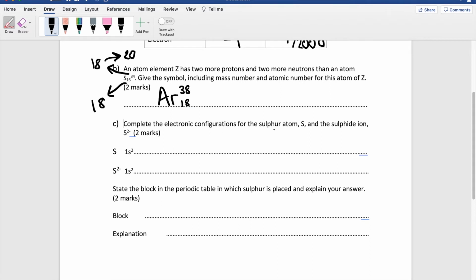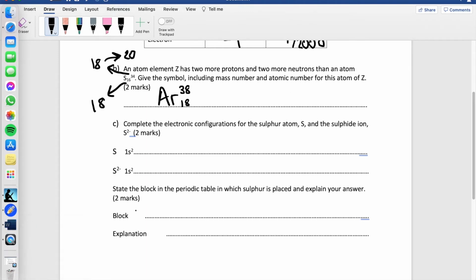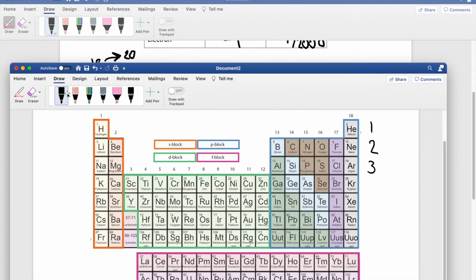Question part C. Complete the electron configurations for the sulfur atom S and the sulfide ion S2-. So for electron configurations, I'd recommend to get your periodic table out, which I have got here, and to just find the position of the element that you're looking for. So in our case, we're looking at sulfur. My periodic table has been labelled, so it's showing us where the S block is and the P block is. So we know sulfur is in the P block and in the 3rd row.